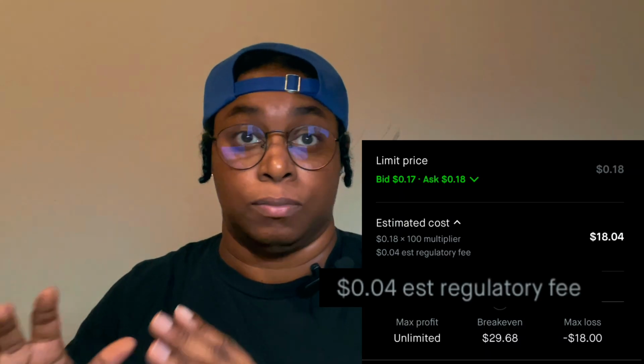Now, really quick before we get into the next part, a lot of platforms charge a fee to purchase your premiums, or to get into your option trade, or they will charge you once you sell it. It could be different prices. It could be 1 cent, 2 cents, or 5 cents. Each platform has its own fees for option trading.